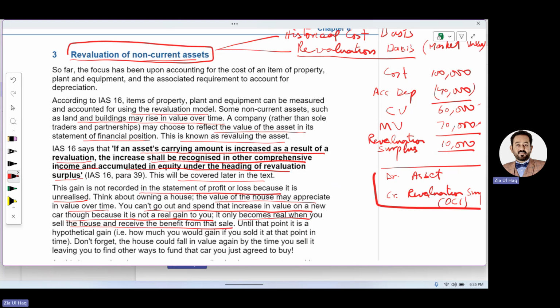Gain will be realized when you receive cash against it. Until that point, it is a hypothetical gain, how much you would gain if you sold it at that point in time. So don't forget the house could fall in value again by the time you sell it, leaving you to find other ways to fund the car you just agreed to buy. If you haven't received the cash, that gain will be called unrealized gain. So you cannot charge it to the profit and loss account, because in the profit and loss account we only record realized gain rather than unrealized.